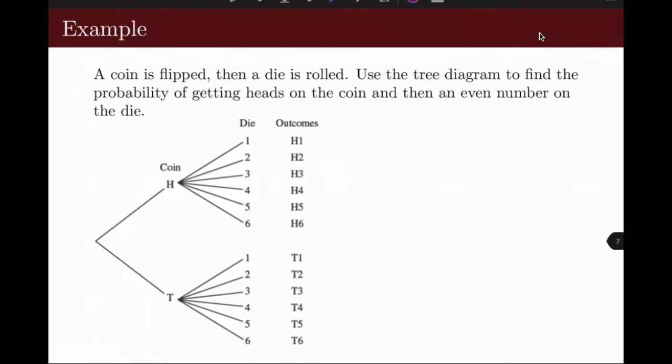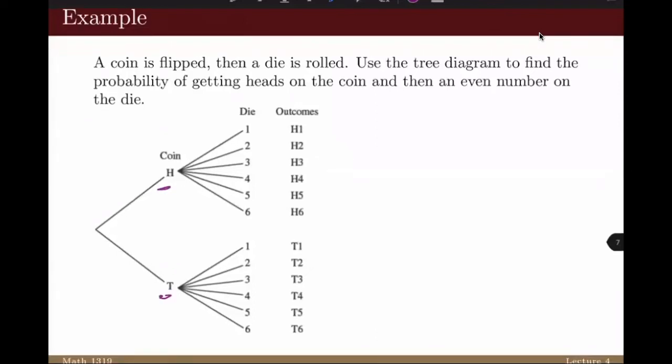A coin is flipped and then a die is rolled. Use the tree diagram to find the probability of getting heads on the coin and then an even number on the die. So we can see here from this table that you can get heads or tails from the coin flip, and then you can get numbers 1 through 6 on the die. So if we definitely want heads, we're looking up here. And then we also want an even number. So that's going to be 2, 4, or 6.